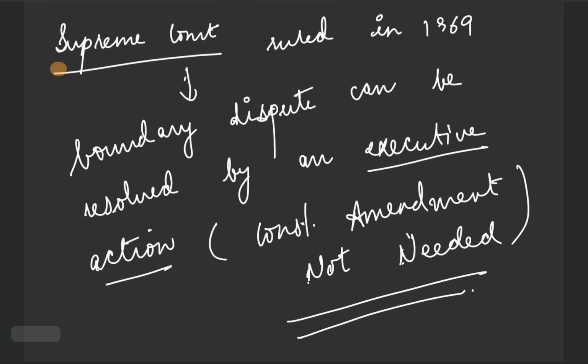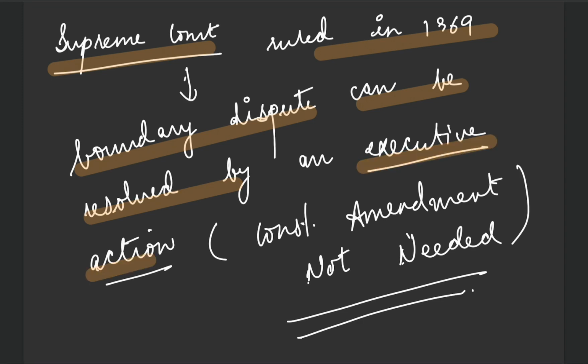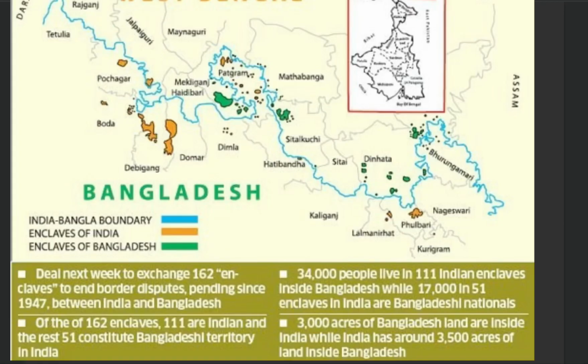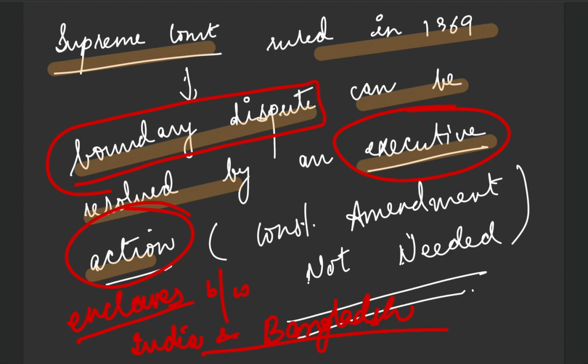Okay, so the Honorable Supreme Court ruled in 1969 that a boundary dispute can be resolved by an executive action. For example, we have seen the exchange of enclaves between India and Bangladesh. So such changes, such boundary disputes, can be resolved by executive action, and there is no need of any constitutional amendment. So that's about it, friends.